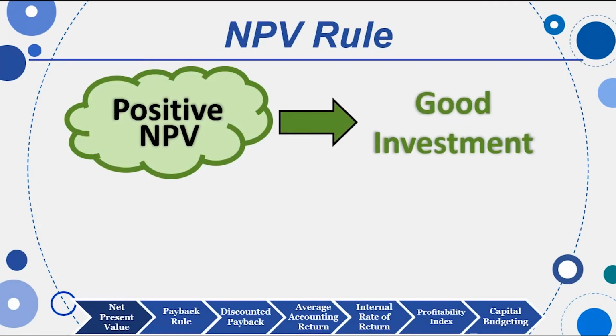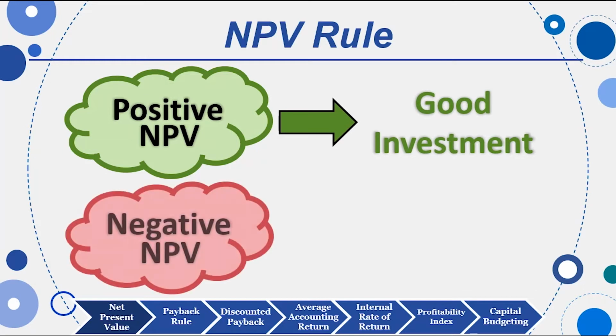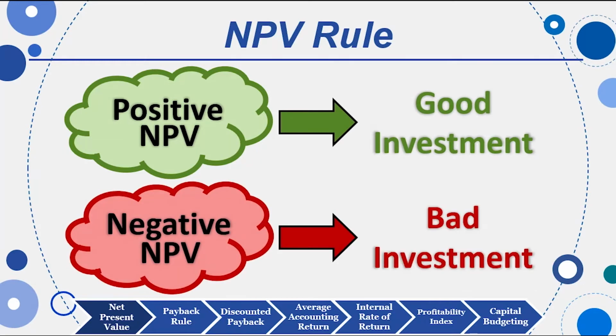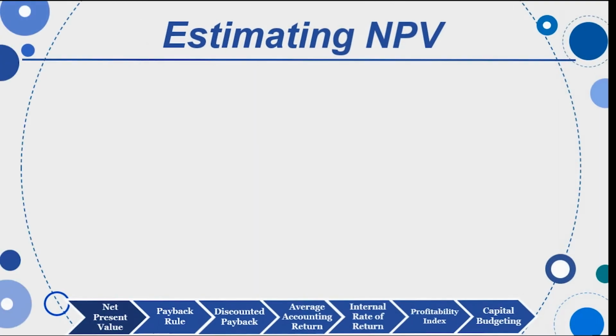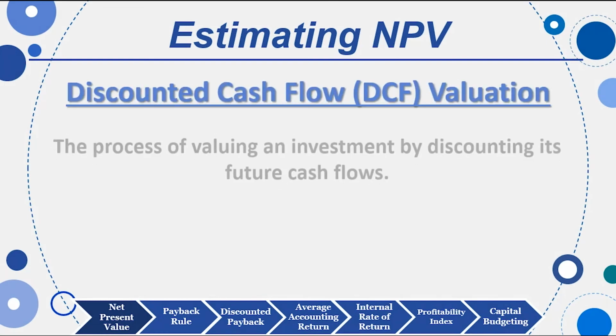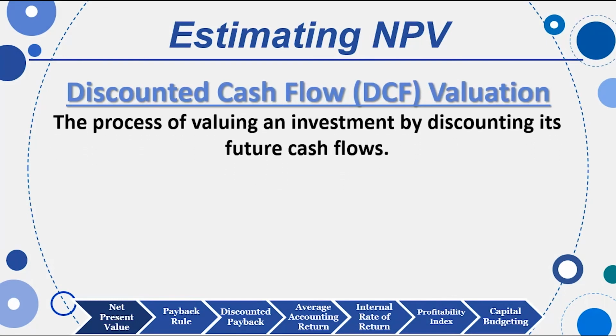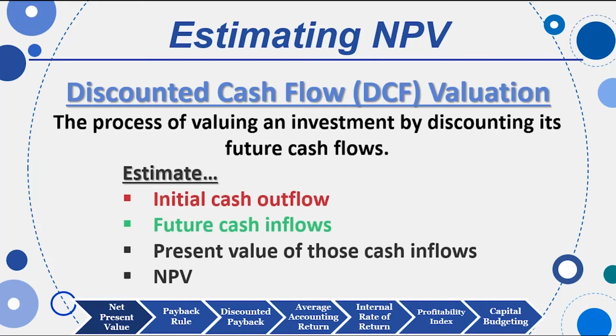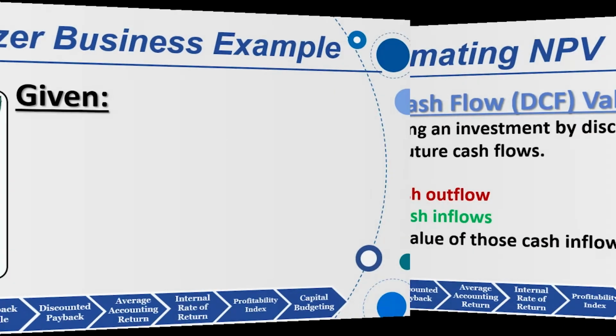NPV rule is very simple. Positive NPV, accept. Negative NPV, reject. Again, we're going looking for positive NPV projects. We're going to use discounted cash flow analysis that we developed in Chapter 6. We evaluate an investment by discounting its future cash flows. We estimate the initial cash outflow, which we know today, and then we have to estimate future cash inflows, which is a little bit more difficult to figure out. And then we calculate the net present value of those cash inflows.